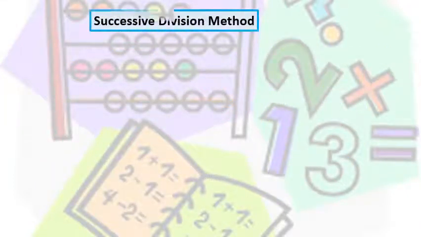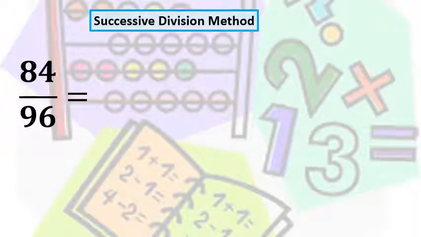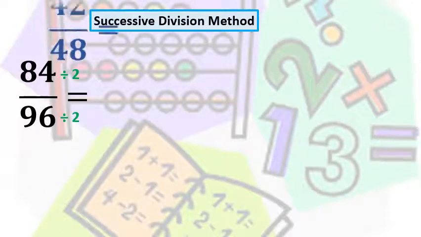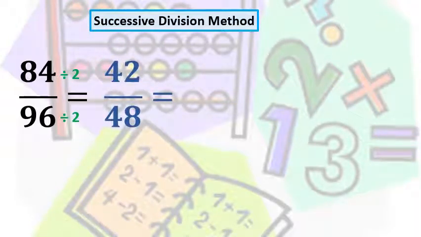Another example in the successive division method. Again, can we simplify this? Yes. Divide by 2, divide by 2. The answer is 42 over 48.